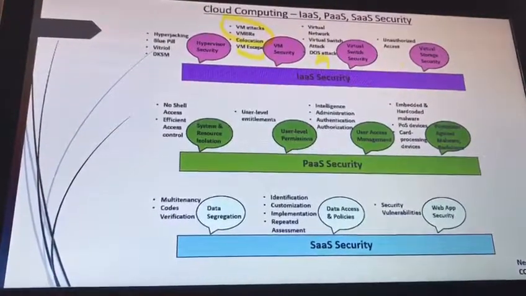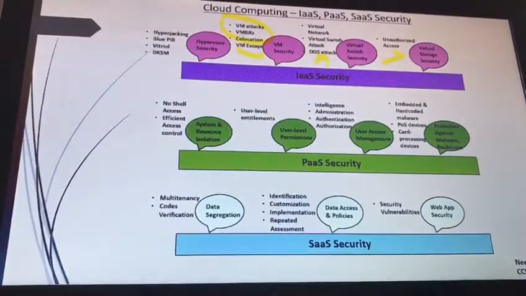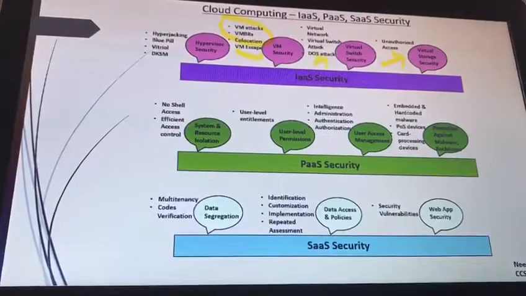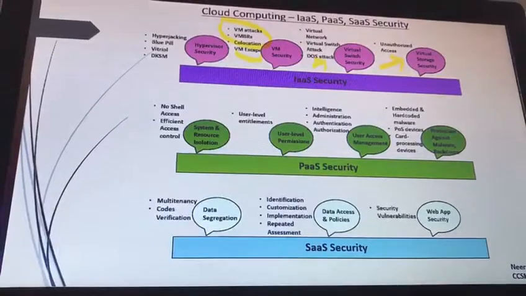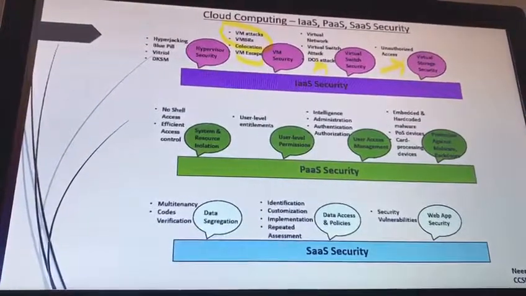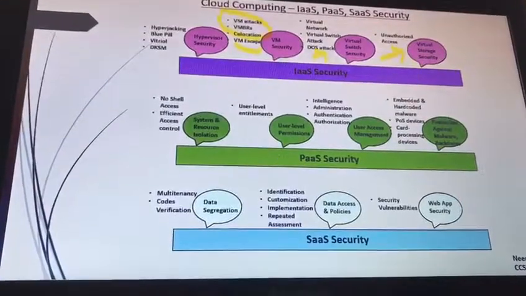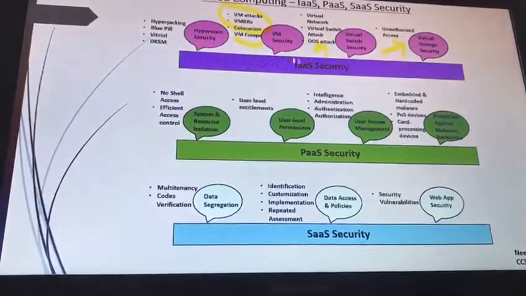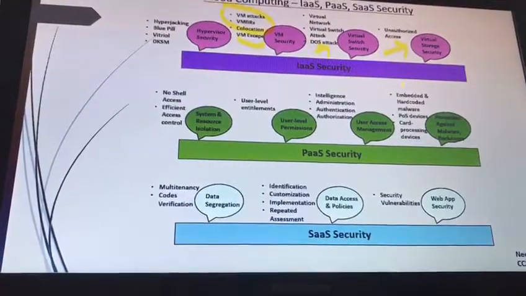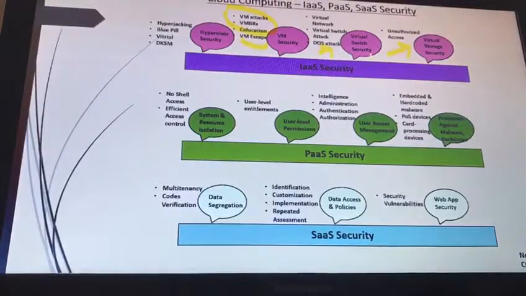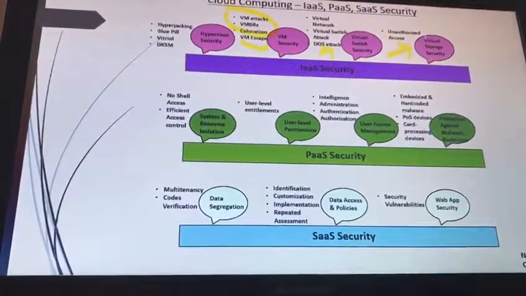And next is virtual storage security, where we have data stored in a virtual environment. Unauthorized access will impact the data, and we need to make sure that encryption is enabled on the virtual storage to maintain security in the virtual storage environment. So this is all about infrastructure as a service security. Security is needed in this model to protect all these important components.